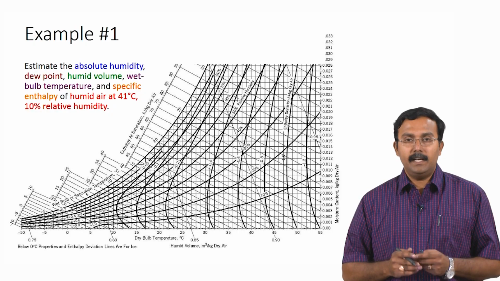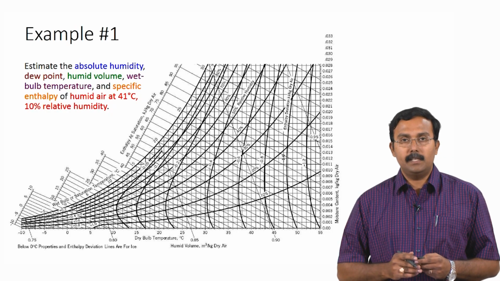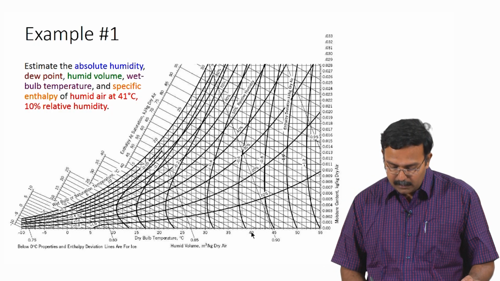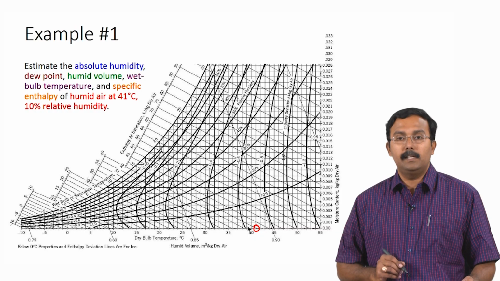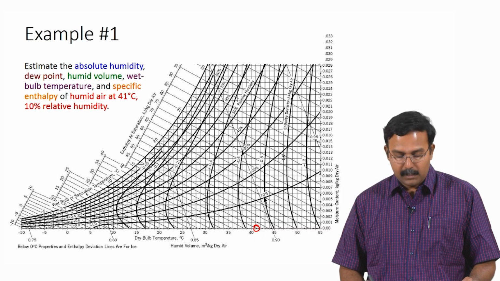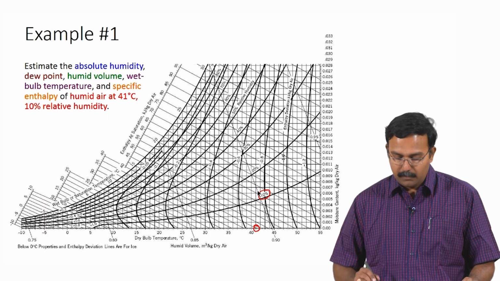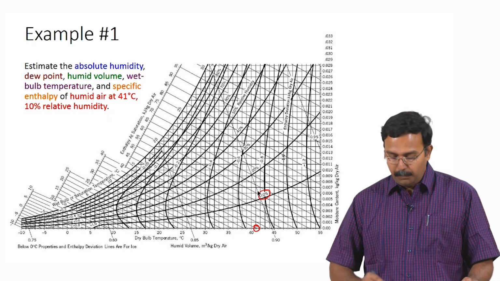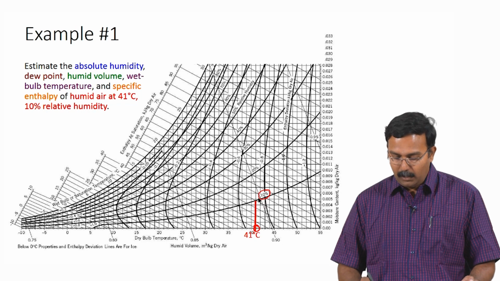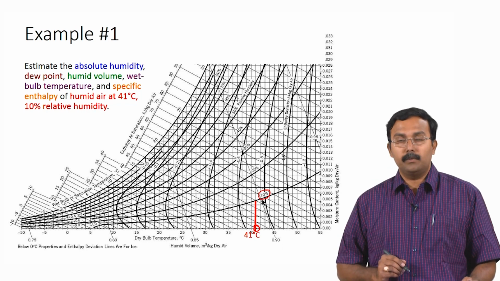For that, let us first identify the points which we are interested in. 41 degrees Celsius. So, 41 degrees Celsius is here, 40 plus 1, 41. So, this would be the point which is 41 degrees Celsius. So, let us draw a line from 41 degrees Celsius all the way to the 10% relative humidity curve, which is this curve. So, for this particular curve we have this as the line 41 degrees Celsius and we have drawn a line all the way to the 10% relative humidity.